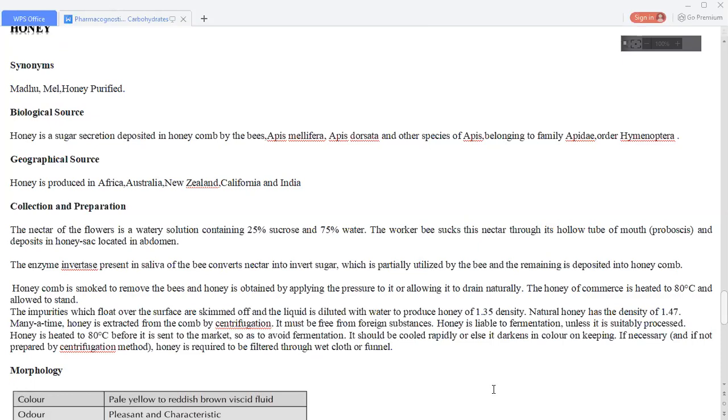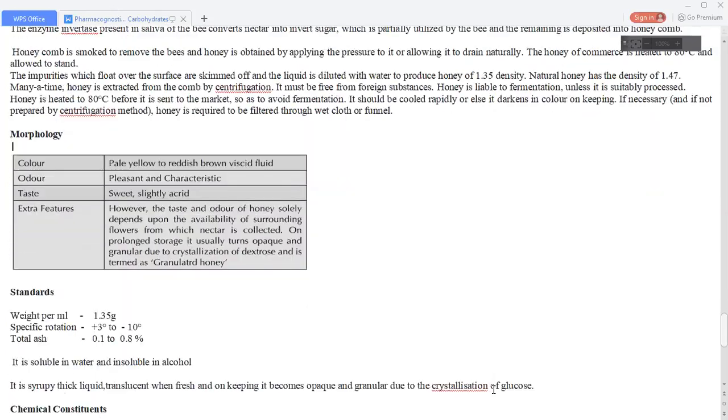Later on, it should be cooled rapidly, or else what happens? It darkens in color on keeping. If necessary, honey is required to be filtered through wet cloth or funnel. When the centrifugation method is not adopted, then you have to do this final step. Next, coming to its morphology.